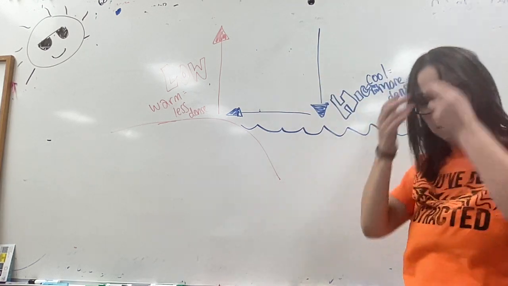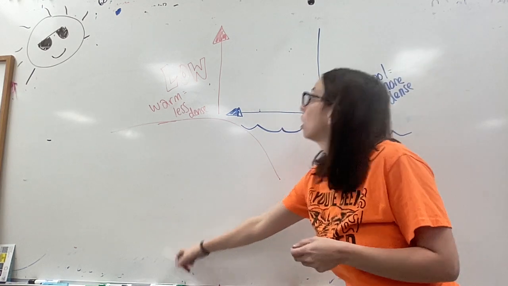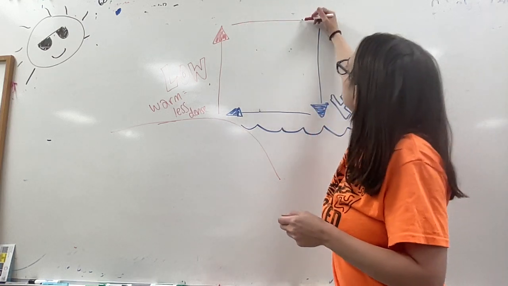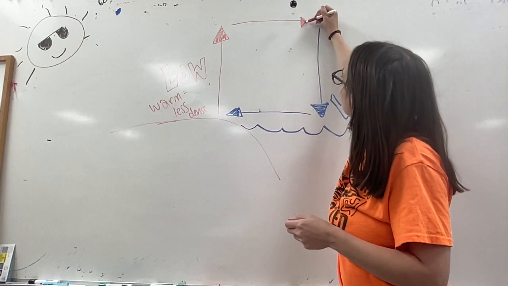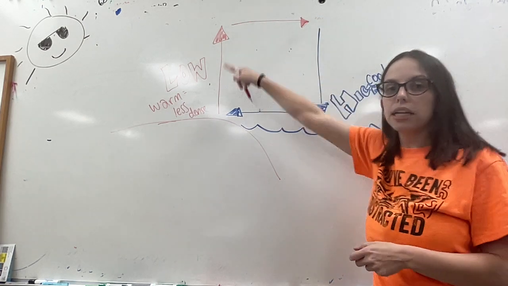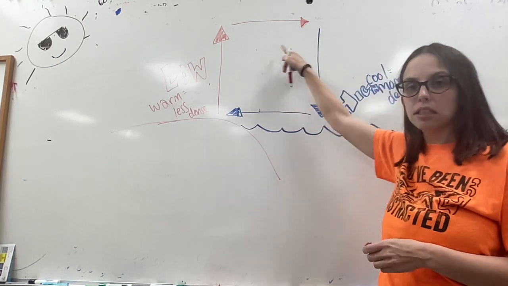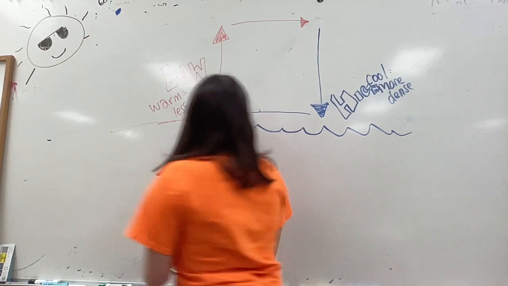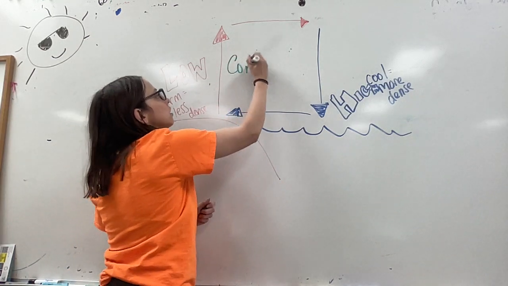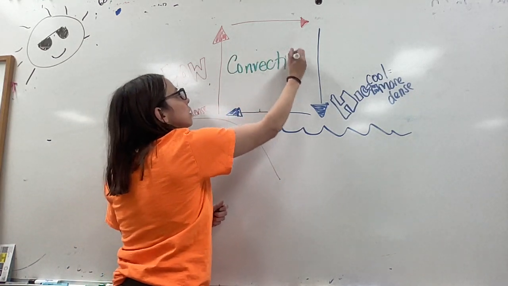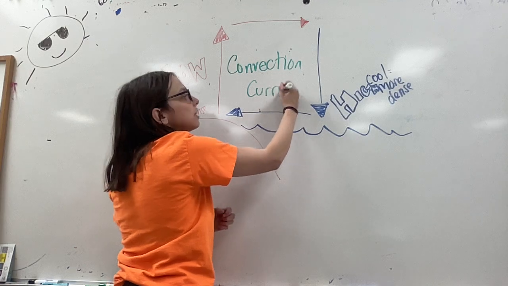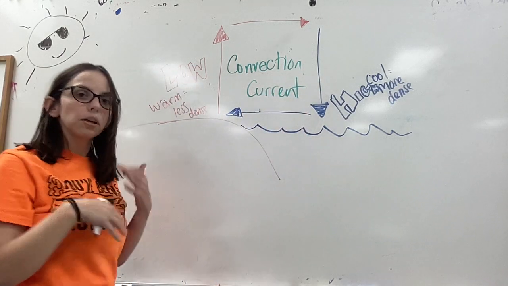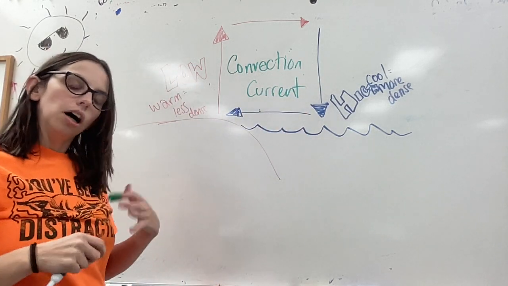We got to finish this diagram. This is going to connect here, and we're going to make this thing here. What have we made? We made a, let me write this down, convection current.